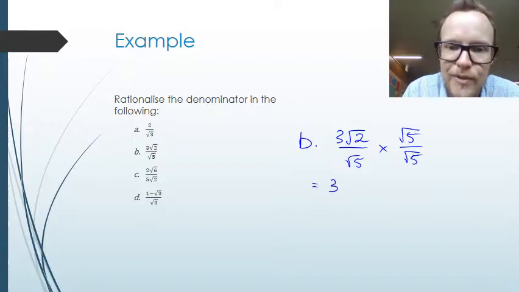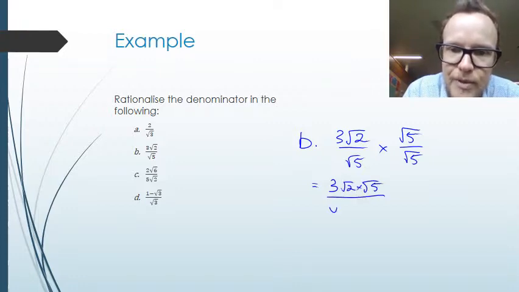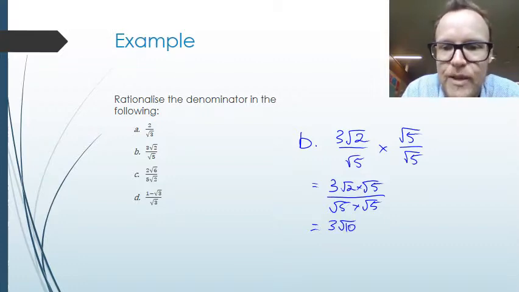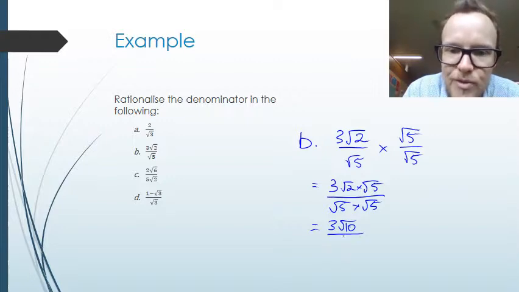On the top of my expression now, I've got 3 root 2 times root 5. And then on the bottom, it's root 5 times root 5. So here, I can multiply the surds inside there together, so I get 3 times root 10 over root 5 times root 5, which is 5.